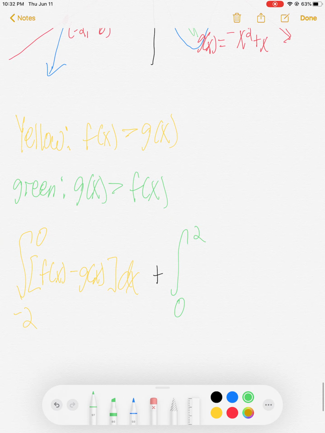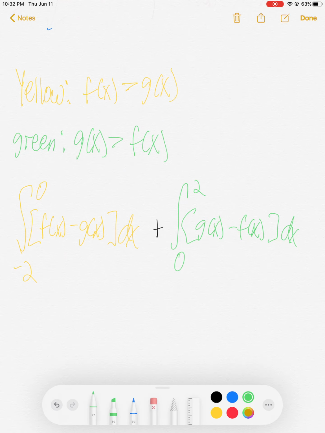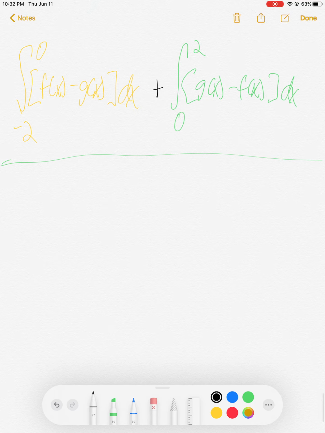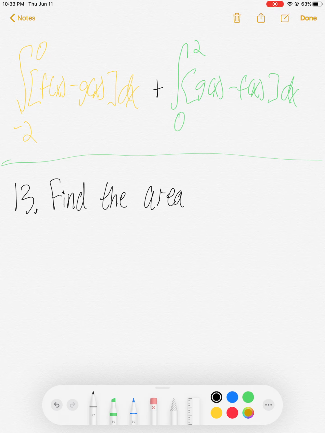Now I need to add the area contained in the green region. Here my lower bound is going to be 0, because the intersection point further to the left is x equals 0. And my upper bound is going to be 2. Here g of x is greater than f of x, so g of x minus f of x dx. And that's how you would get started. Then you'll do exactly what we did in the previous problem to solve.